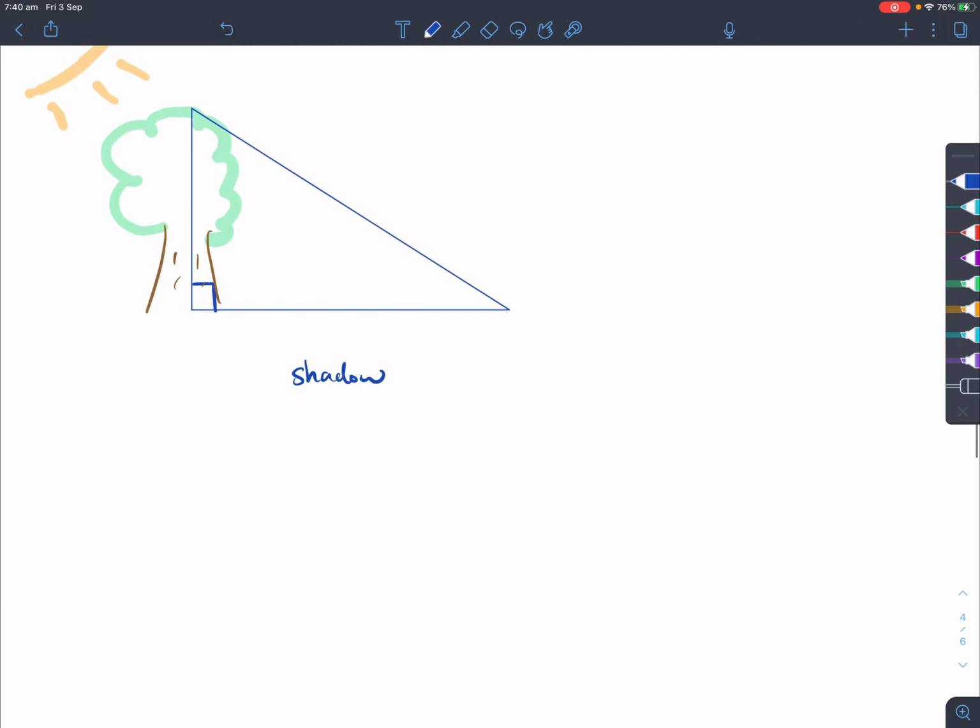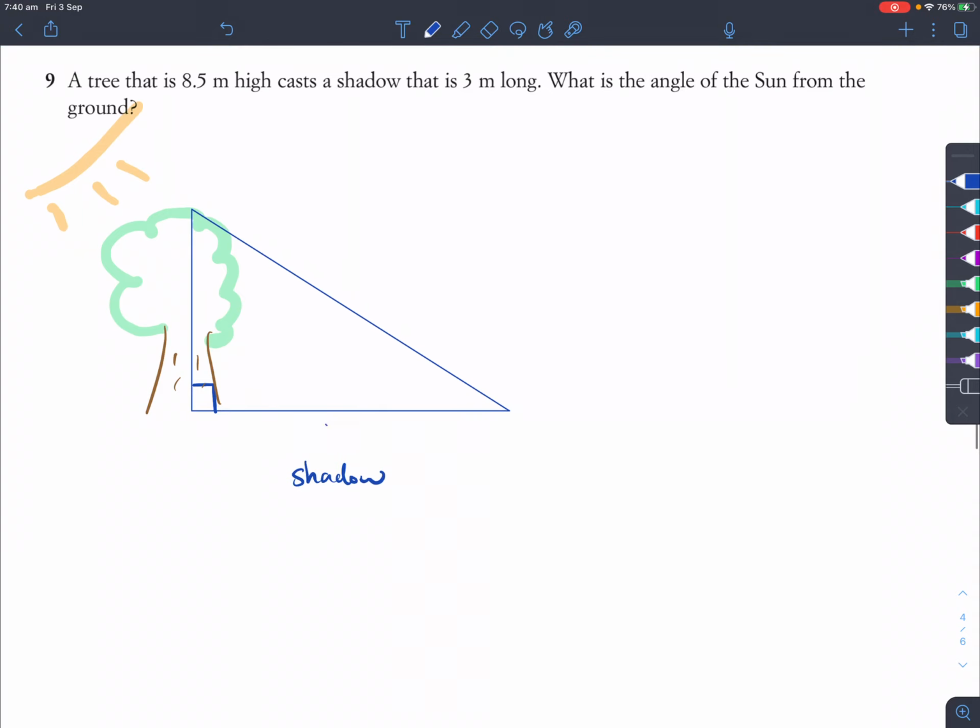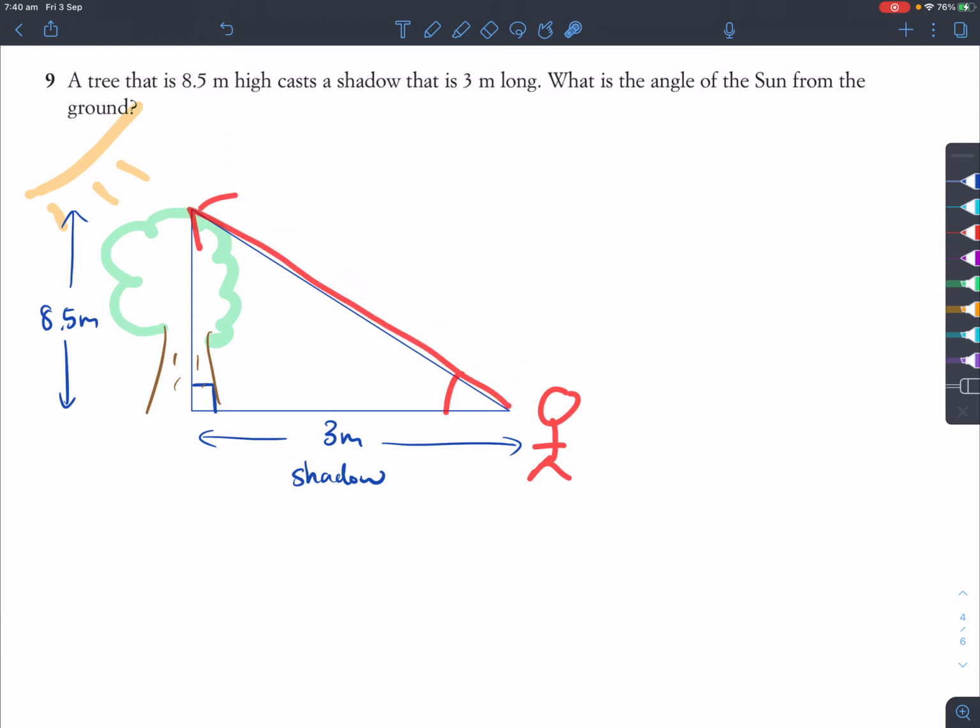But that shadow here is 3 meters long, whereas the tree here is 8.5 meters long. So what is the angle of the sun from the ground? So here's the ground. If the person is looking up towards that sun, the angle here would be the one to the ground and to the sun. So I've got my opposite edge, which is O, and my adjacent edge, which is 3.